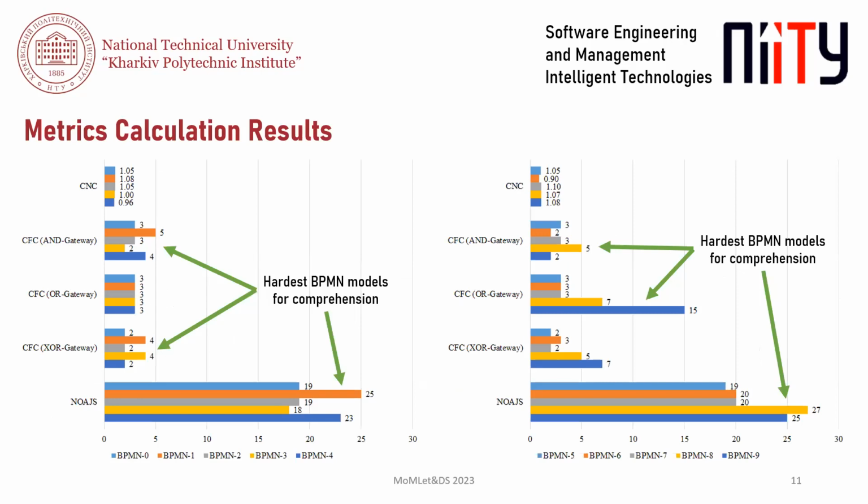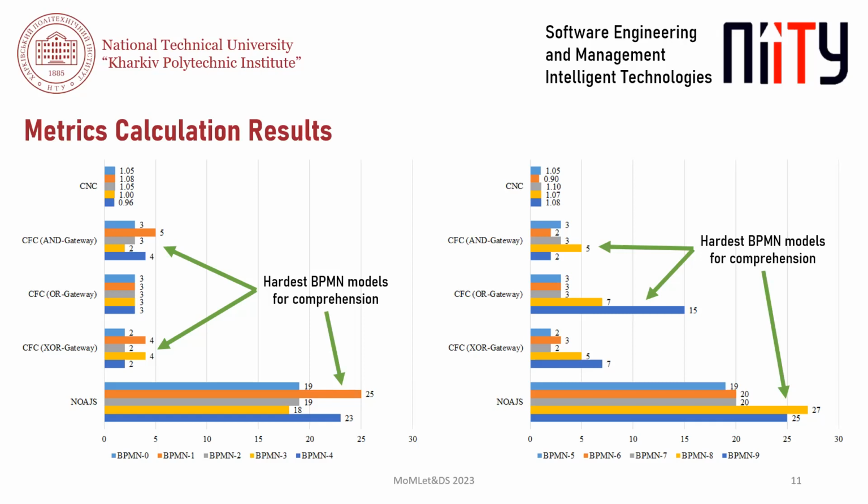So the metric calculation results here demonstrate different values calculated for 10 business process models given in BPMN notation, calculated for these 5 metrics: CNC, the coefficient of network complexity, CFC of 3 different types of gateways, the control flow complexity, and size, or number of arcs, of activities, joins, and splits.